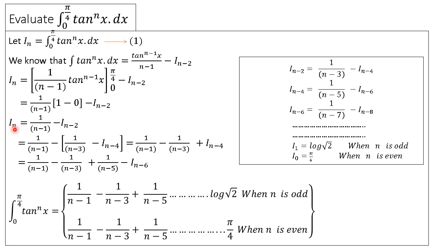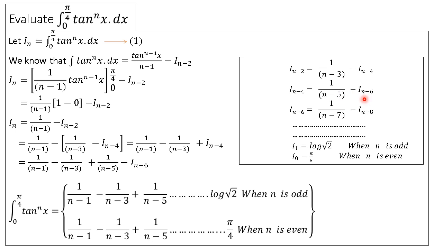Putting n is equal to n minus 2, it becomes I_{n-2} is equal to 1 divided by (n minus 2 minus 1) minus I_{n-2-2}. That is, I_{n-2} is equal to 1 divided by (n minus 3) minus I_{n-4}. To find the value of I_{n-4}, again put n is equal to n minus 4 here. It becomes 1 divided by (n minus 4 minus 1), that is 1 divided by (n minus 5), minus I_{n-4-2}, that is I_{n-6}.